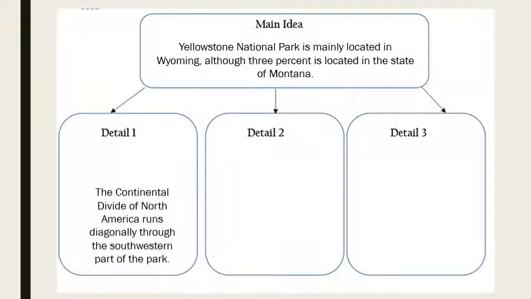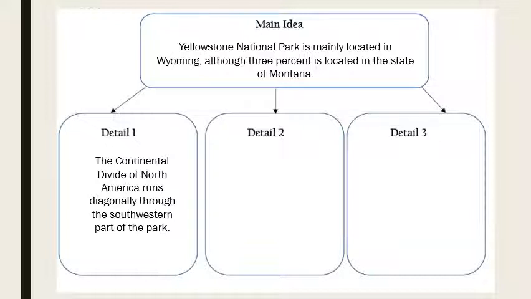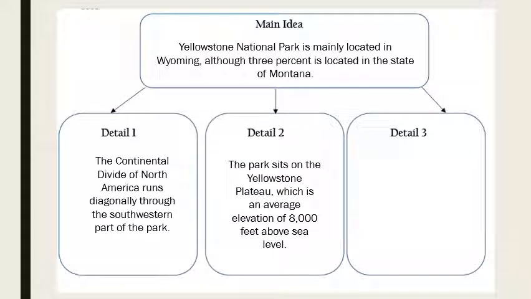So detail one here is what? The continental divide of North America runs diagonally through the southwestern part of the park. Since it talks about how it's located, and how 3% of it is located in Montana and the other in Wyoming, I have to start with the details that support this idea. The first one says that it runs diagonally through the southwestern part of the park. Detail 2: the park sits on the Yellowstone Plateau, which has an average elevation of 8,000 feet above sea level. So now I move to the sea level. Above how many feet above sea level? Detail number 3: there are 290 waterfalls that are at least 15 feet in the park.